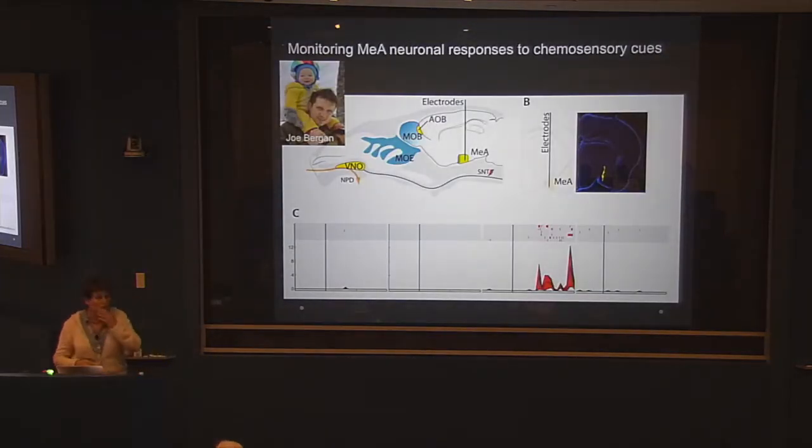So then we turned to Joe Bergen, who had done this recording in the medial amygdala, and asked, well, if the behavior of the animal in the oxytocin mutant is different towards males and females, how does that translate in terms of neuronal activity? So Joe performed a series of experiments in which he recorded from the medial amygdala while activating the vomeronasal organ with male cues, female cues, and predator cues. And so here, for example, you can see the recording of a particular unit that is firing in response to female cues, female being represented in red.